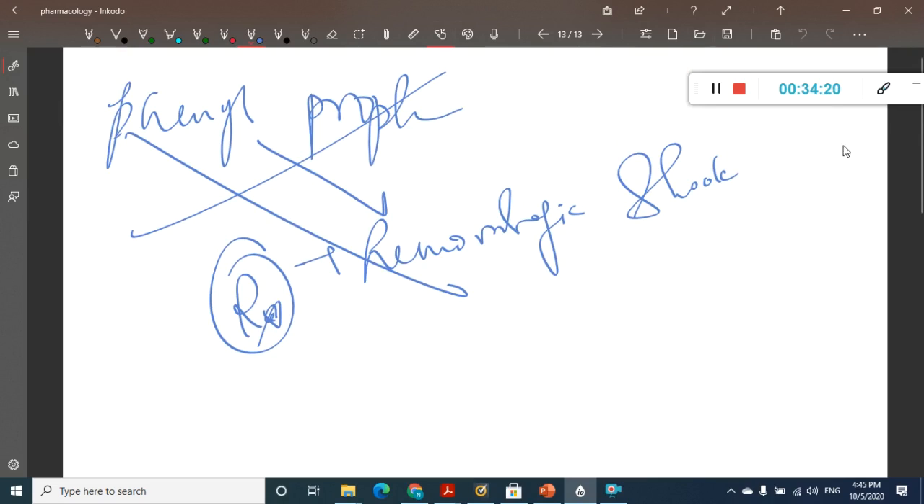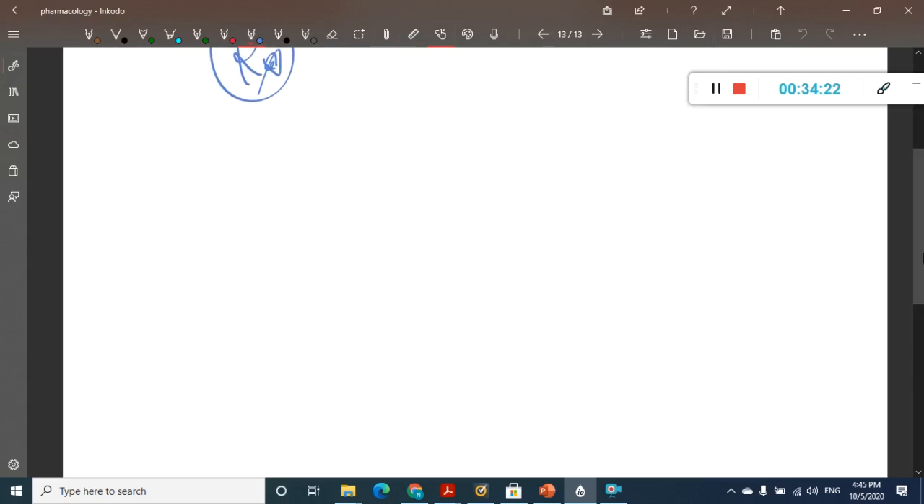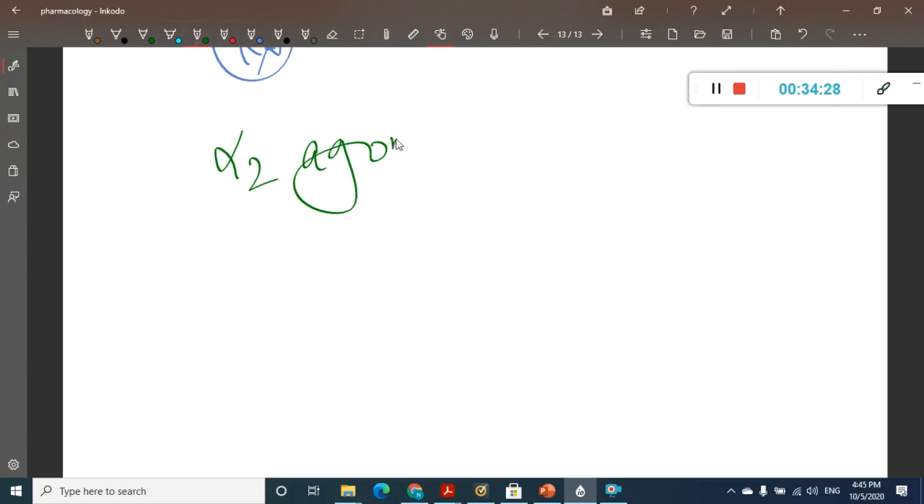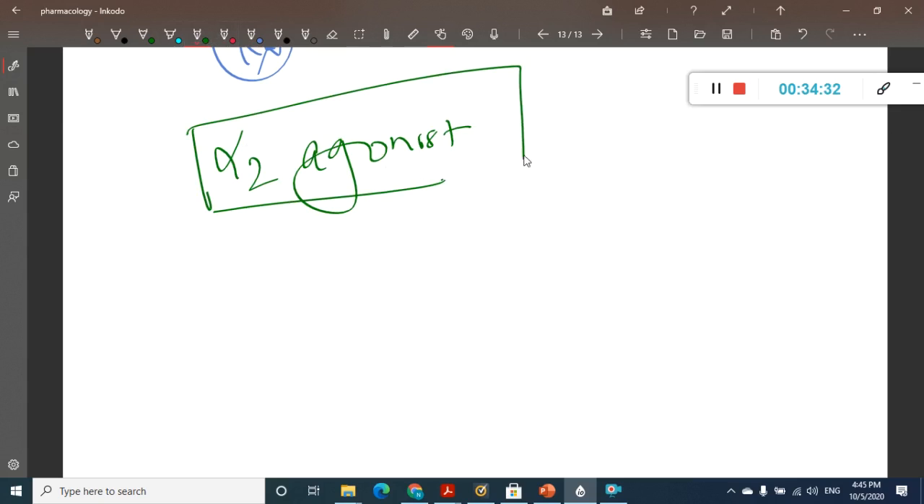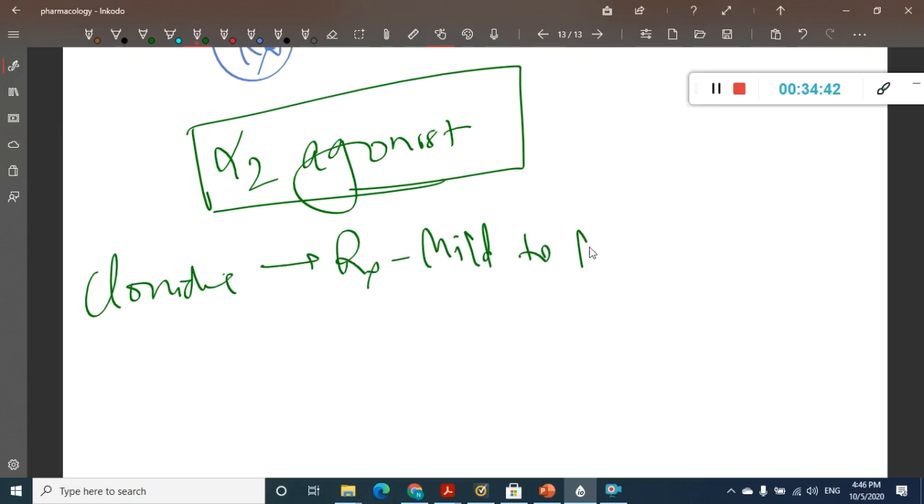Next, the last group of drugs which I would like to deal with here are specific drugs, right? In the specific drugs, alpha 2 agonists. We have seen about alpha 1 agonists, right? Now we will see about alpha 2 agonists. So the first alpha 2 agonist which I would like to discuss here is clonidine. What is this clonidine? Clonidine is used in the treatment of mild to moderate hypertension. You can use this clonidine, and it is used in opioid withdrawal.